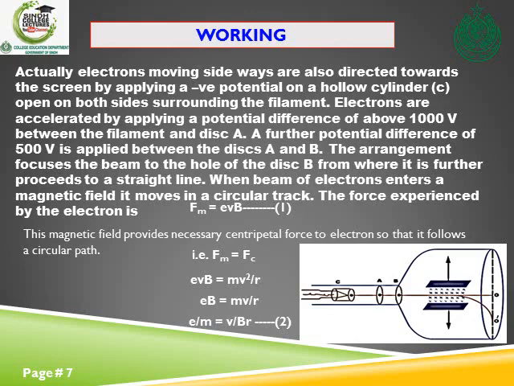So now v and v cancel on both sides, and on the left hand side we remain with eB, which is equal to mv upon r. Now rearranging this equation, for e by m we will get v by BR, which is our equation number 2.